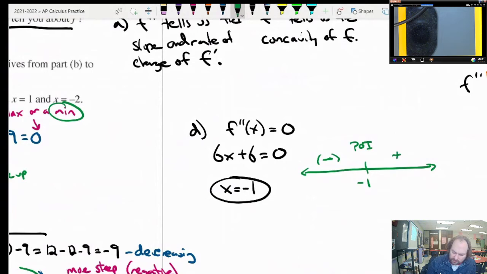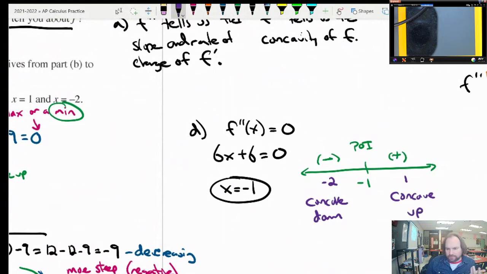And if you were to plug in a number to the right of negative 1, like say 0, you would get a positive answer. So as far as the two points they asked us about, negative 2's over here and positive 1's over here, everything over here is concave down. And everything over here is concave up. So negative 2 is concave down and positive 1 is concave up.